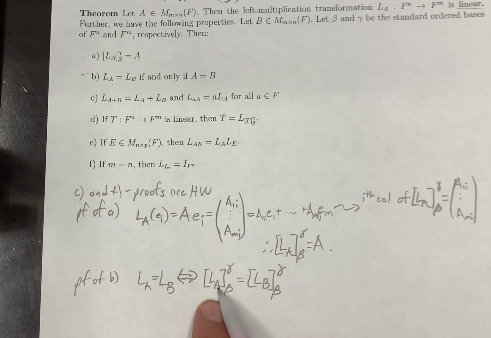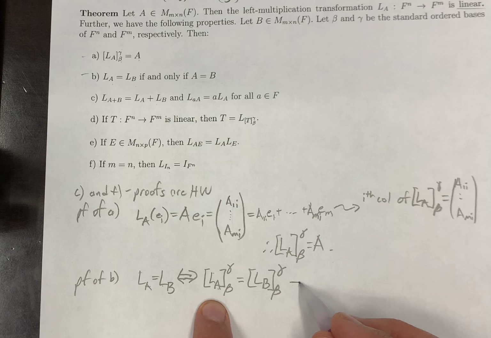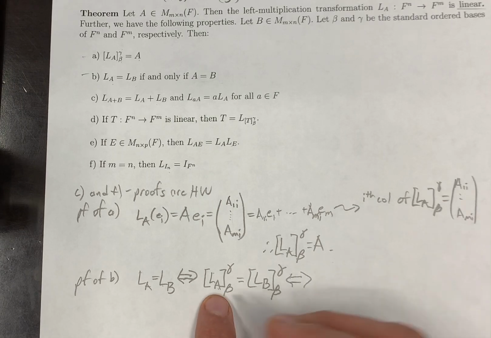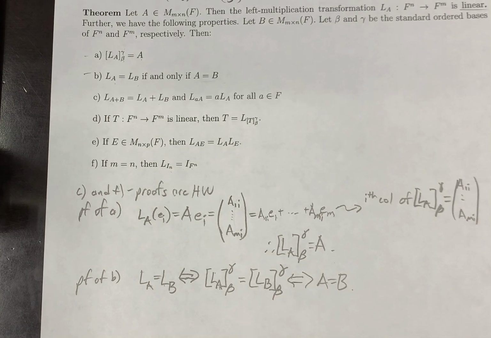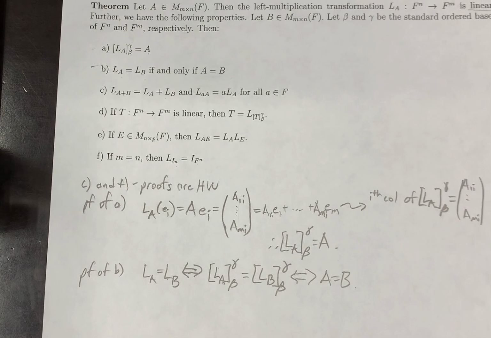But wait a second, what was this by part A? Well, this was exactly matrix A. That was exactly matrix B. So these things really fit together quite well. Hope that's helpful.